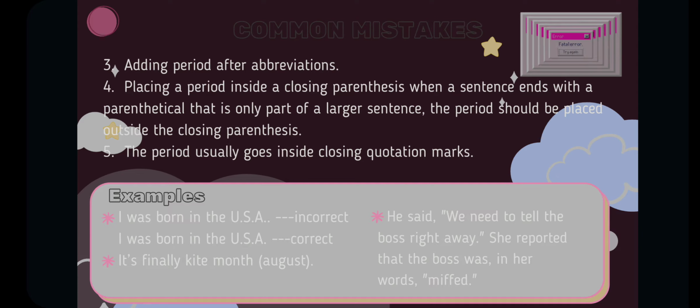And finally, the period usually goes inside closing quotation marks. So let's analyze the use of period in this example. He said, "We need to tell the boss right away." She reported that the boss was, in her words, "miffed."